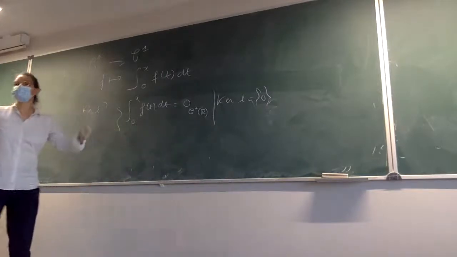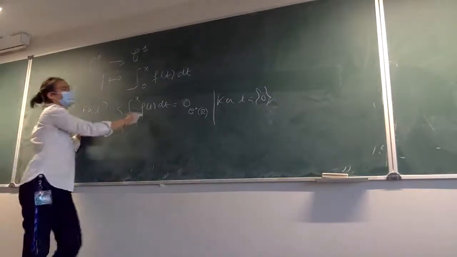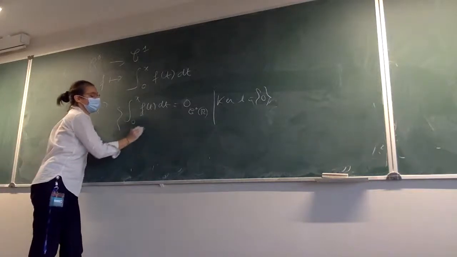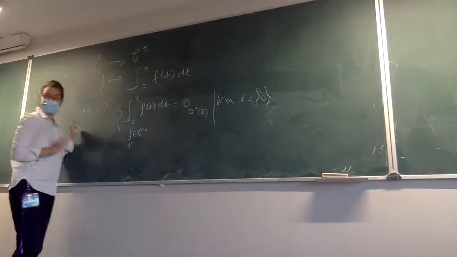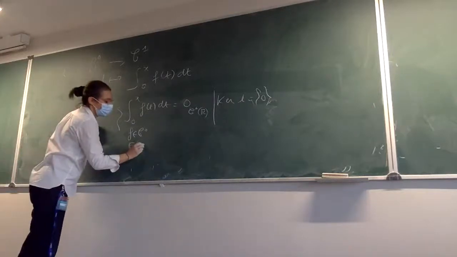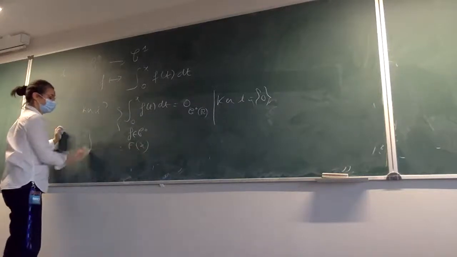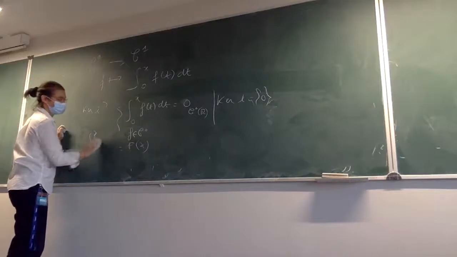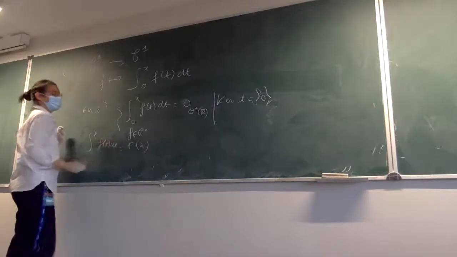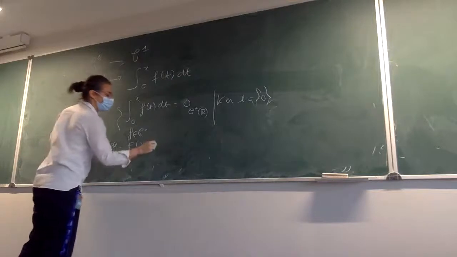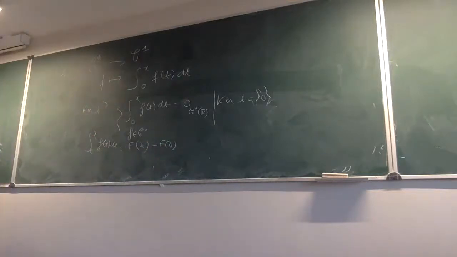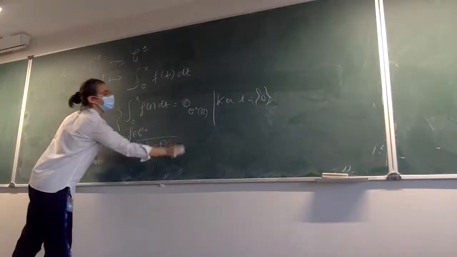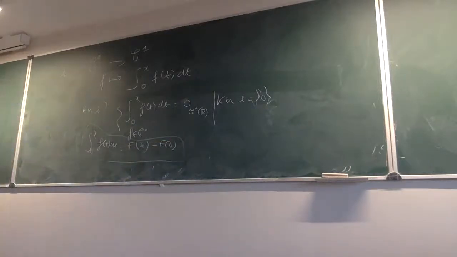Well, more precisely, sorry, there was something wrong. f is in C0, so it has a primitive, let's call it capital F. And this integral is always equal to capital F of x minus capital F at 0. That's the fundamental theorem of calculus. That's independent of looking for this equal to 0.